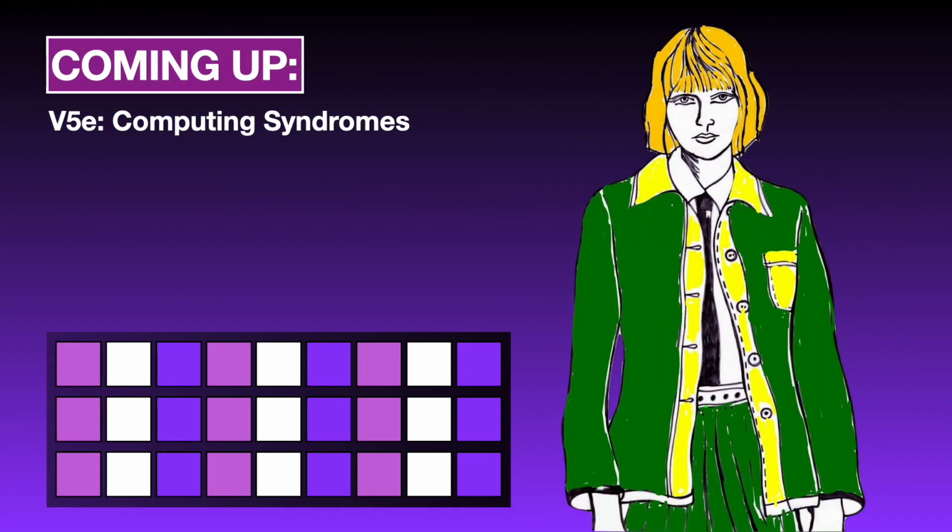In the next video lecture, we'll derive an especially nice parity-check matrix for a cyclic code, and then we'll see that computing syndromes, with respect to this parity-check matrix, has a nice algebraic interpretation. So this will be in V5e, and we'll see you then.